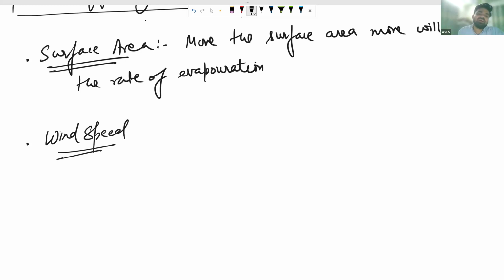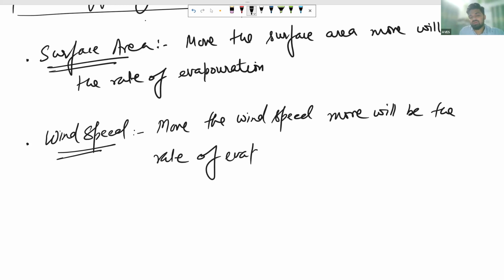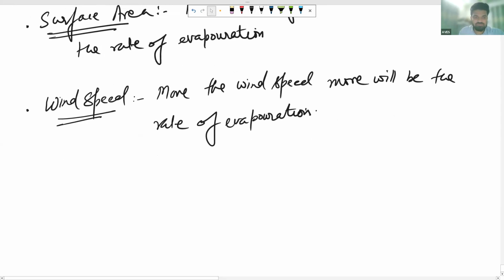So we can say that evaporation is directly proportional to wind speed. The more the wind speed, the more will be the rate of evaporation. Okay, next.